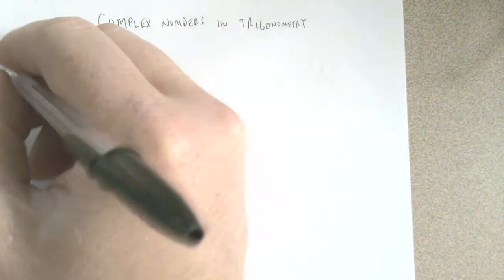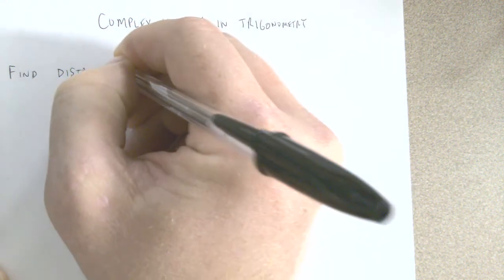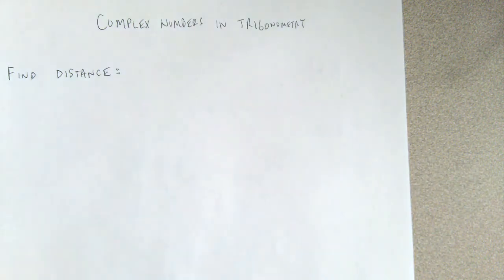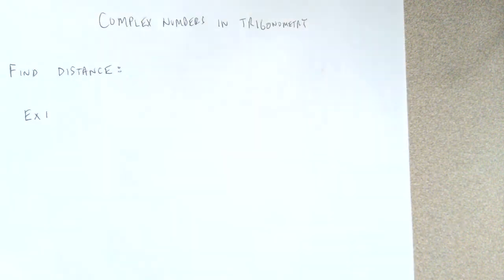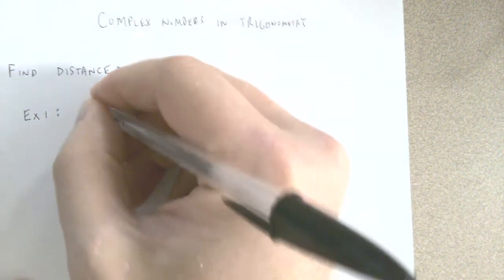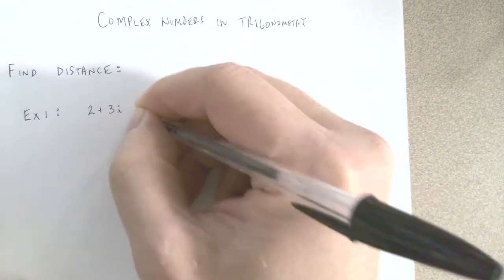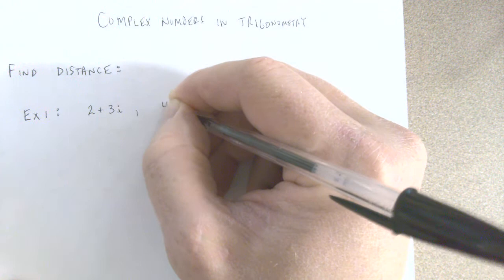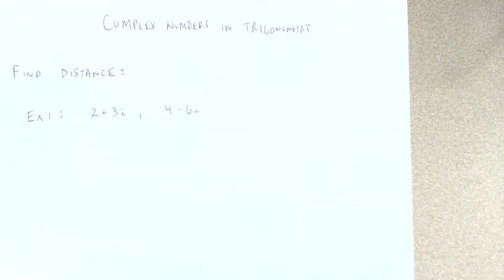Okay, so the first thing we're going to do is find distance. I'm going to do an example for each one of these before we go to our standard form and talk about that. So let's say that we have 2 plus 3i and 4 minus, let's say, 6i.